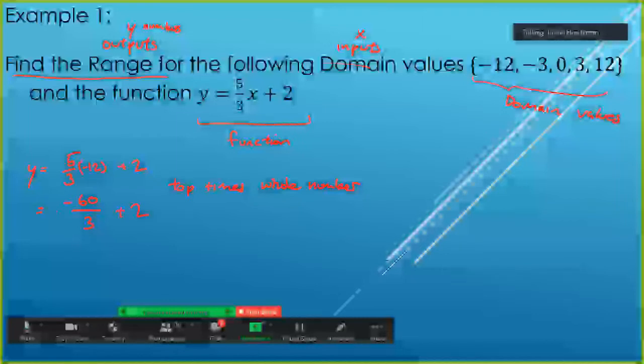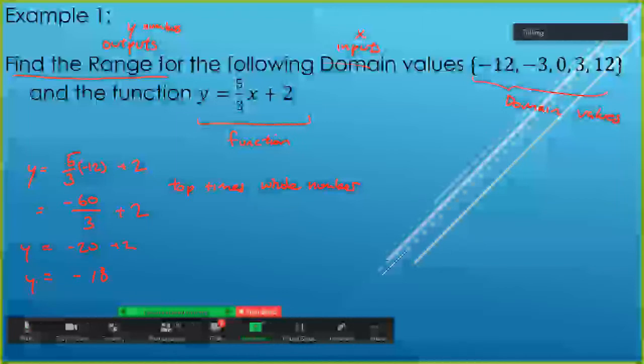Now check and see if we can divide that. Check and see if that negative 60 over 3 reduces or simplifies down to something smaller and nicer to work with. We can. Negative 20. So we get negative 20 plus 2. So we plugged in a negative 12, and we're going to have negative 18.